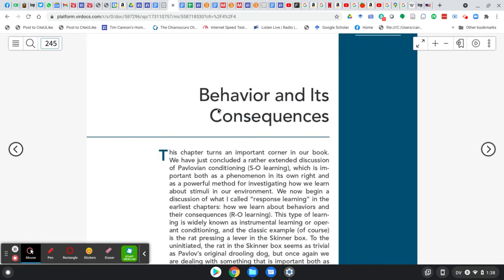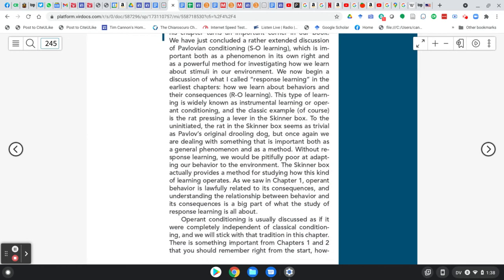here's the beginning of chapter 7, and we've already seen a bit of this in the Guthrie lecture, and it says we're turning a corner. The last paragraph here is salient, and again, it speaks to the history of the author and myself. This was definitely true when I was in grad school. Operant conditioning is usually discussed as if it were completely independent of classical conditioning, and the chapter is sticking with that tradition, but it ain't necessarily so.